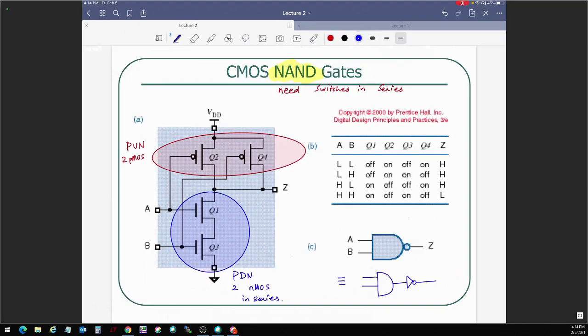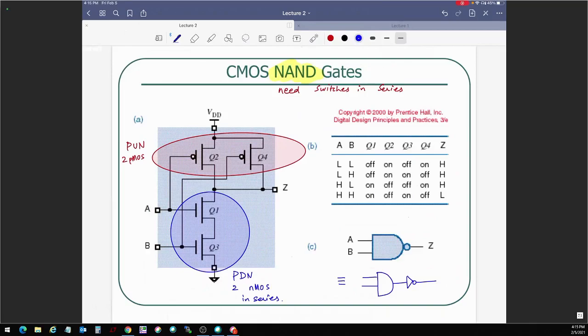So I would associate the normal behavior of a switch with the nMOS transistor, whereas the pMOS transistor is going to be exactly the opposite. So, switches in series. All right, so let's put two nMOS transistors in series. Right away, I got my pull down network, and my pull up network will be complementary.